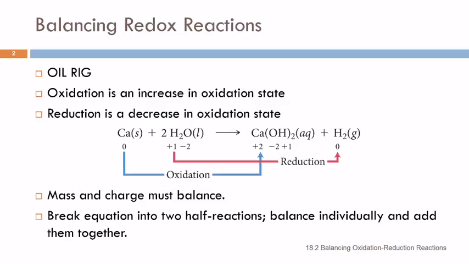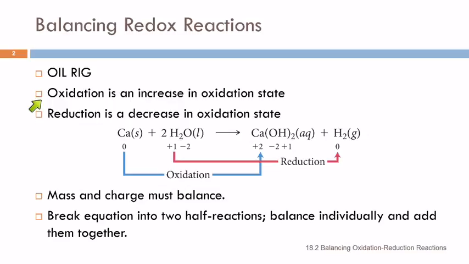So first we need to review a little bit, because I'm pretty sure many of you have relegated this to the back part of your brain. So we had a mnemonic to help us remember things. It was OIL RIG. Oxidation is loss of electrons. Reduction is gain of electrons. And so that serves us well in some situations, but sometimes it's not real obvious what's losing or gaining electrons.